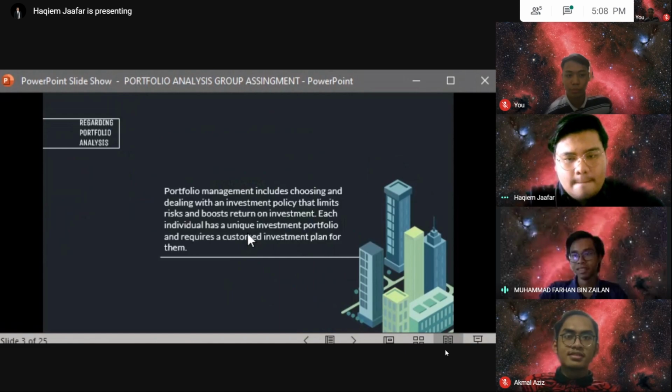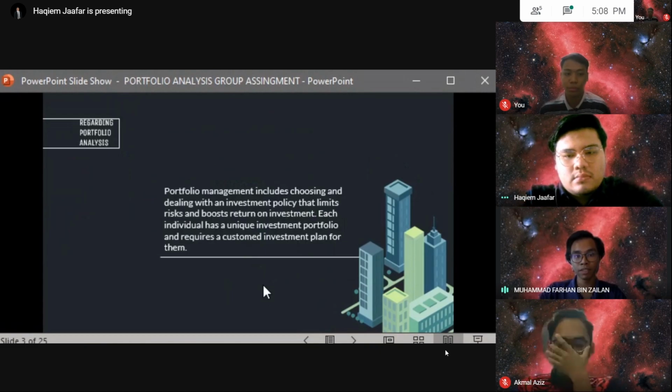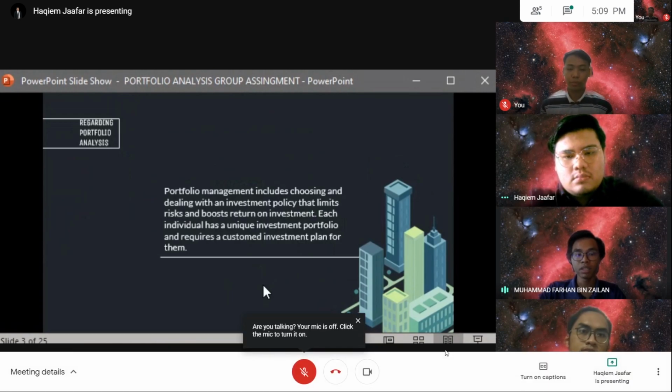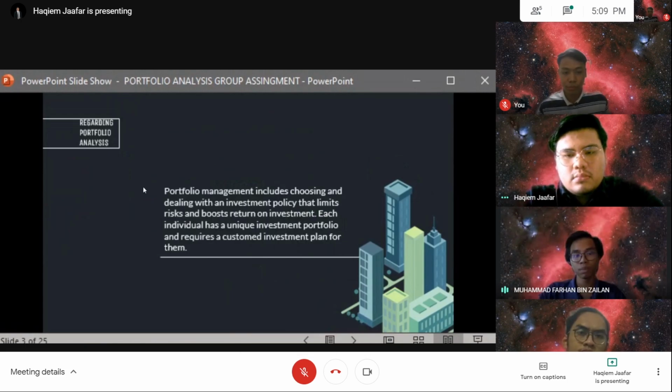Regarding portfolio analysis, it is a portfolio management process that includes choosing and dealing with an investment policy that limits the risk and boosts the return of investment. Each individual has a unique investment portfolio and requires a custom investment plan.